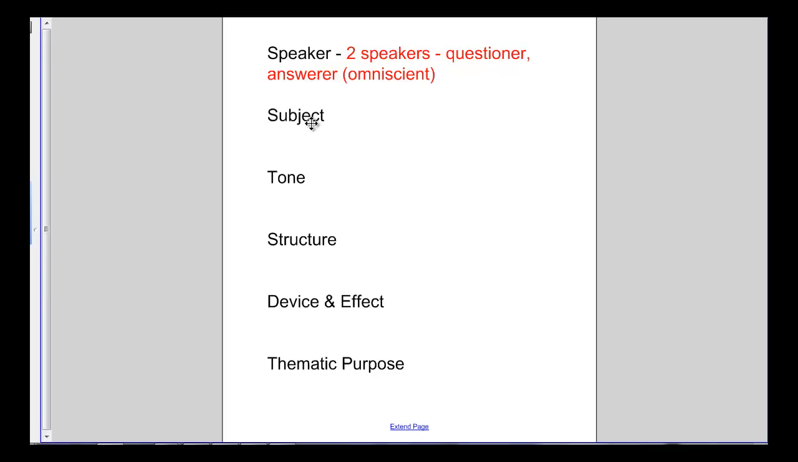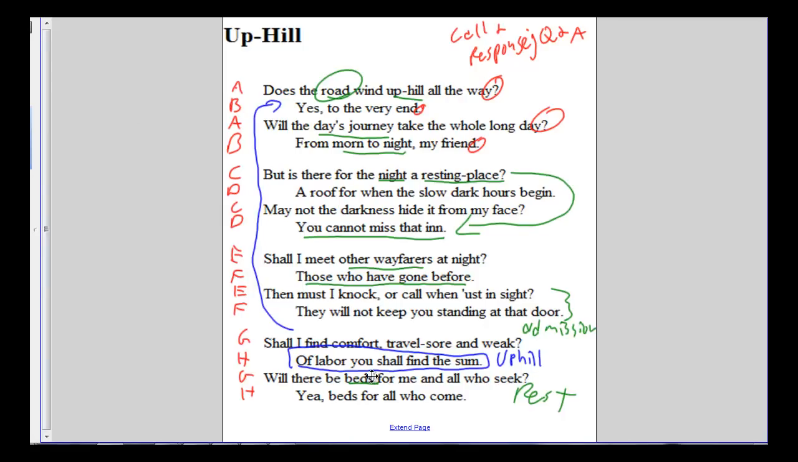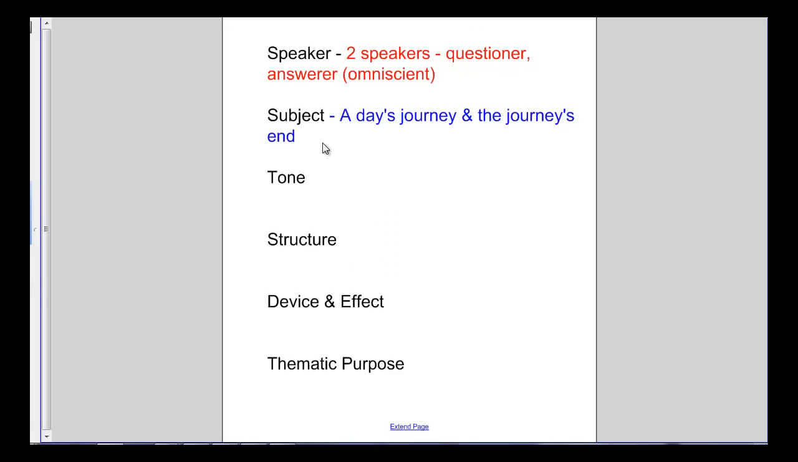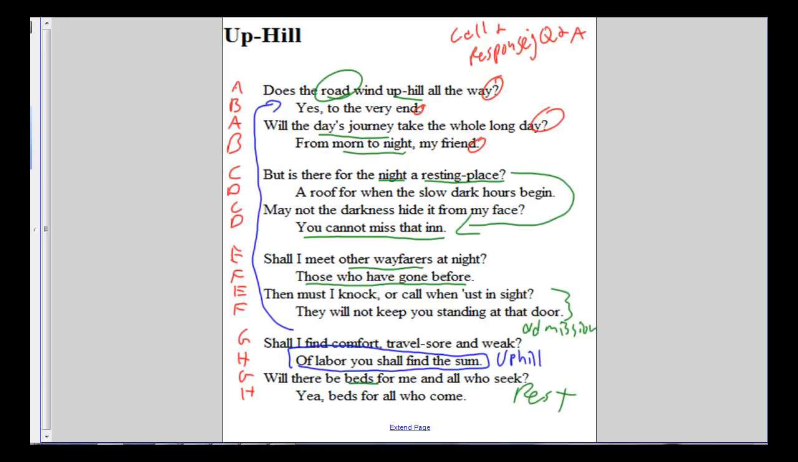So then what is the subject? What is this poem actually about? Well, think about it for a moment, and I'll give you my answer. If I was going to focus on a subject in a very literal manner, it would be the day's journey, a day's journey, and the journey's end. This is really, on a very literal level, what this poem is about. What's going to happen on the journey, what will it be like, how will it end, and there's quite a focus on how it ends.